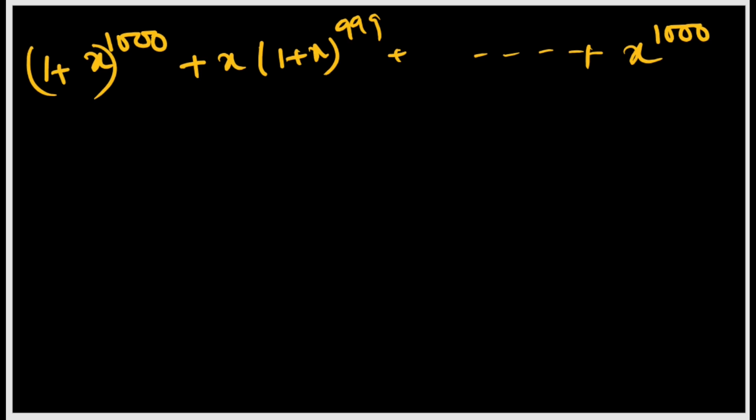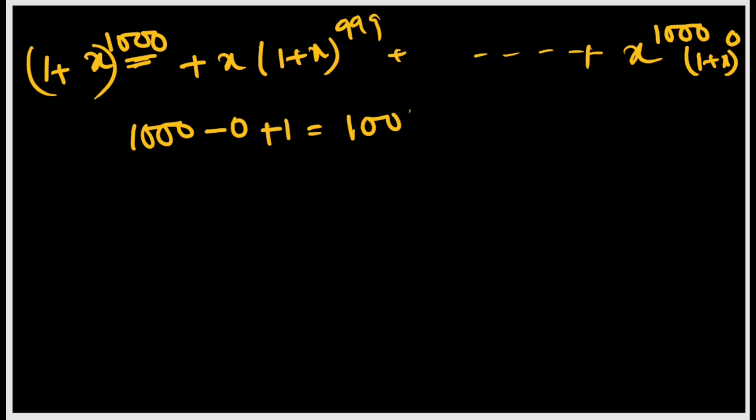First, find the number of terms involved in this expression. The first term's power is 1000 and the last term has no 1 plus x, which means the power is 0. So we find how many terms are involved. It is the easy formula: 1000 minus 0 plus 1, so it will be 1001. This is the number of terms.